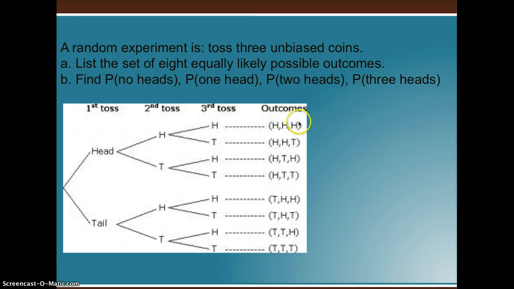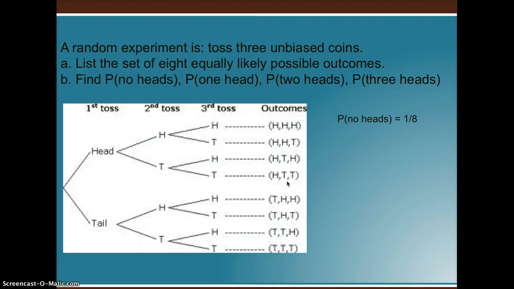Okay, for B, find the probability of no heads. For no heads, there's only one situation that has no head. This is tail, tail, tail. Because you only have one, you can write the probability of having no head is just 1/8. It will occur one time, that's one, and then you have 8 possible outcomes: 1, 2, 3, 4, 5, 6, 7, 8. So that's your universal set.